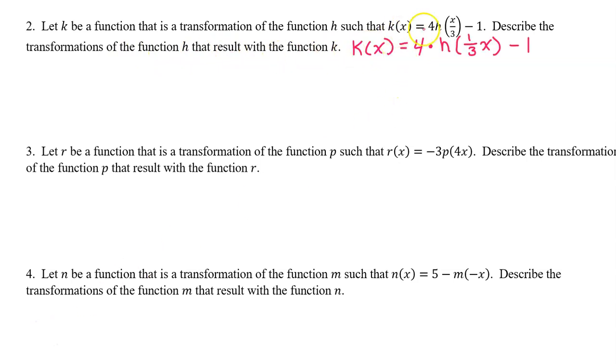I like to do a little bit of a rewrite here for clarity. Sometimes students see this part and think 4h, but that's wrong. This is 4 times the function h at x over 3. I also like to rewrite x over 3 as 1/3 x, so you can more easily see this horizontal transformation.